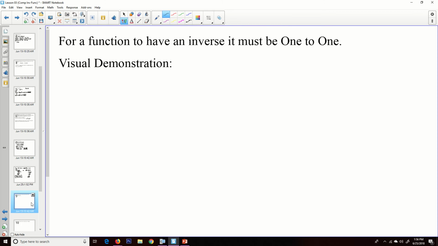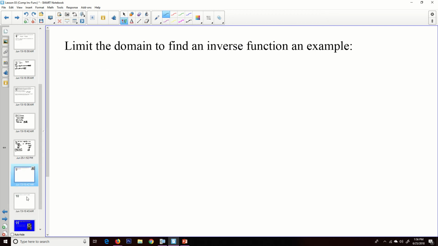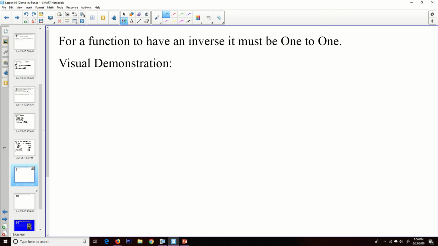And we're done. Okay, so for a function to have an inverse, it must be one-to-one. So I'm going to start with an elementary example: limiting the domain. A function must be one-to-one. So what does it mean for a function to be one-to-one?